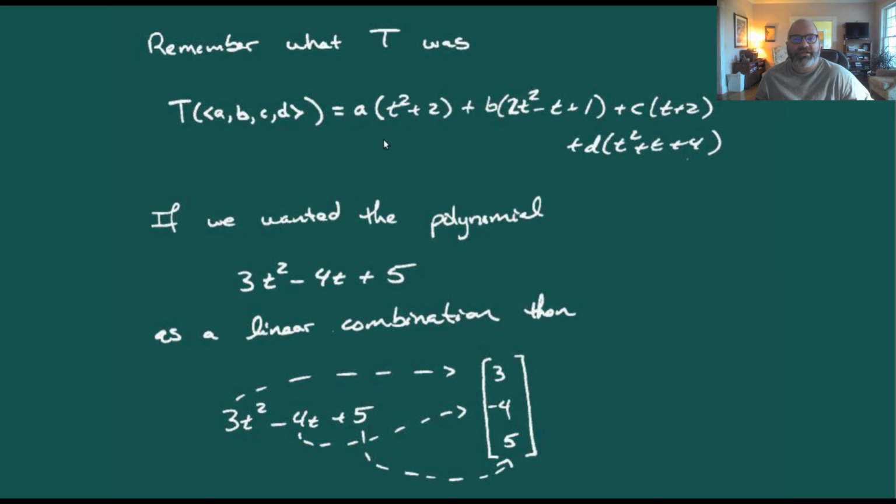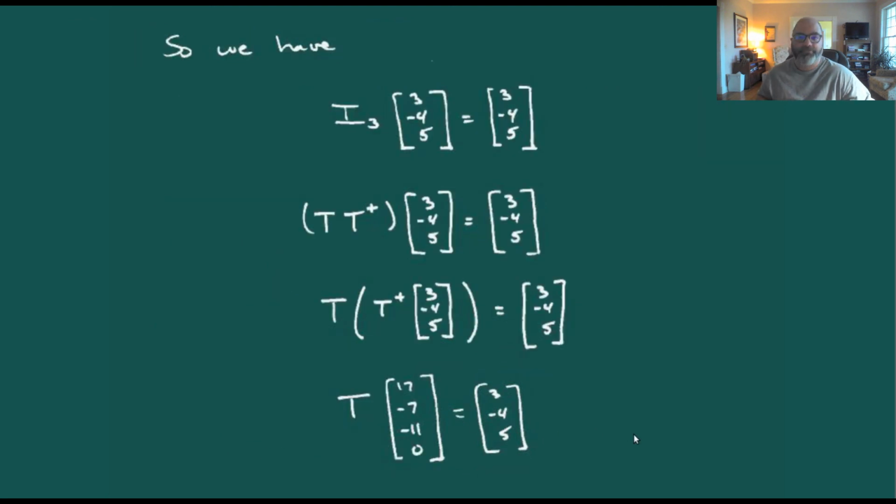So remember that our T was going to be this linear combination, and to see how this works, suppose that we wanted the polynomial 3t squared minus 4t plus 5 as some linear combination of t squared plus 2, 2t squared minus t plus 1, t plus 2, and t squared plus t plus 4. How can we do that? Well, we take our coefficients, 3, -4, 5. We make them a vector. And so the identity matrix times that vector gives us the one that we want.